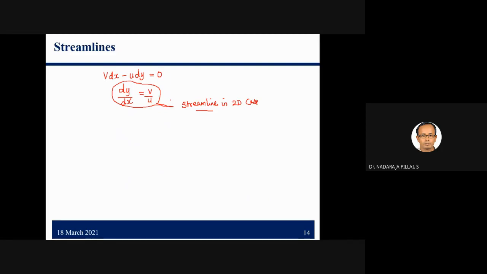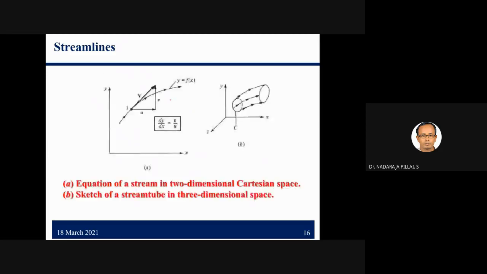Now, how can we obtain this dy by dx equal to V by U? So this is the streamline, and we have defined y is equal to f of x, right? And then you have a u in the x-axis and v in the y-axis for a two-dimensional case, and V is a velocity vector, and we can define the slope dy by dx equal to V by U, right? So this is the equation of a streamline in the two-dimensional case in the Cartesian space.